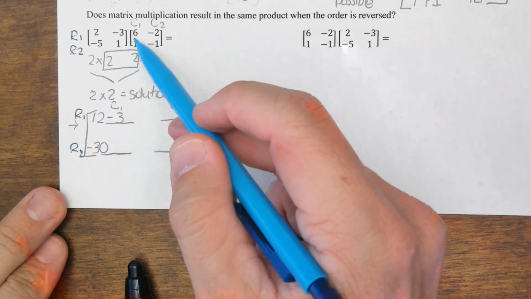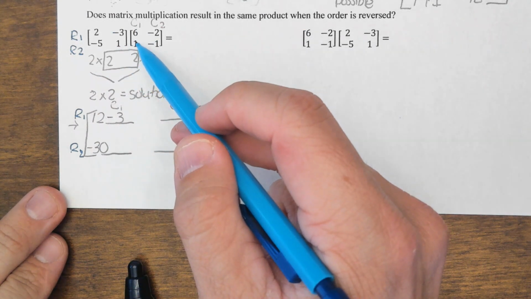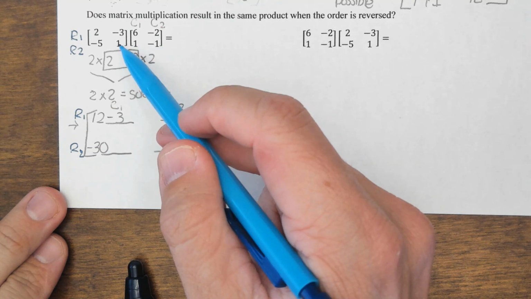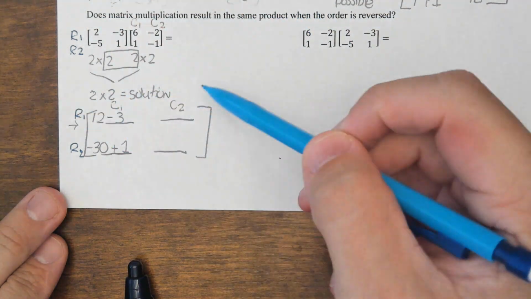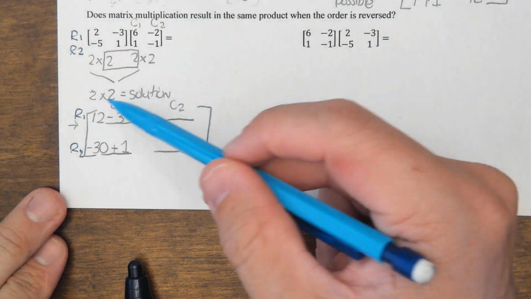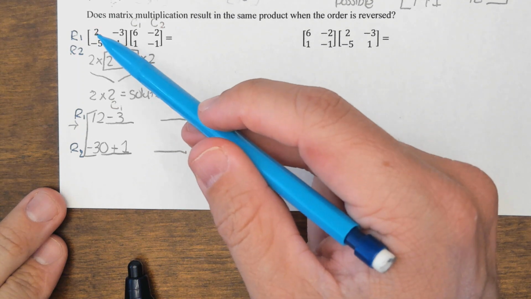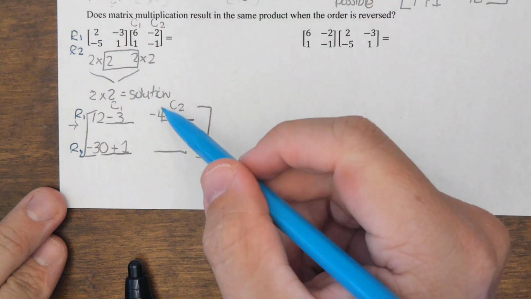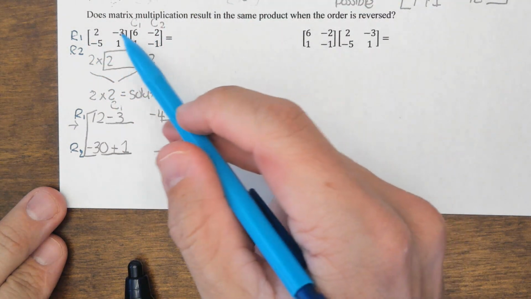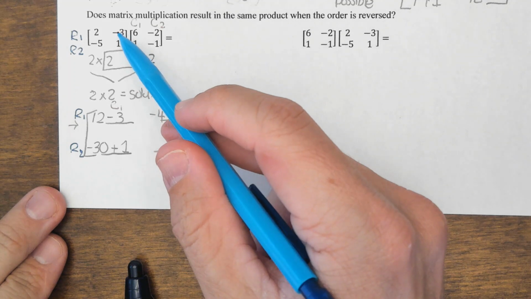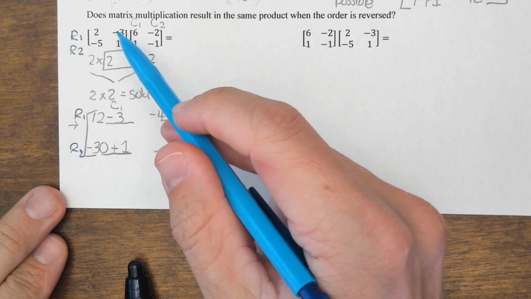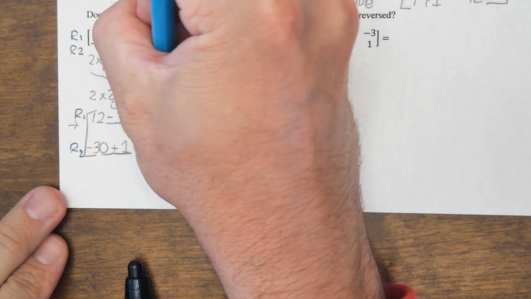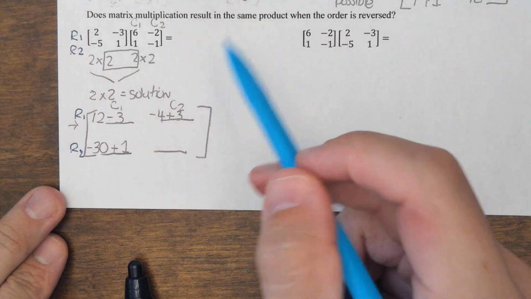The second element in row 2 times the second element in column 1 is going to be a 1 times 1, so plus 1. Now we're moving on to row 1 times column 2. So the first element in row 1 times the first element in column 2, 2 times negative 2, is a negative 4. The second element in row 1 times the second element in column 2 is negative 3 times negative 1, and so we get plus 3.